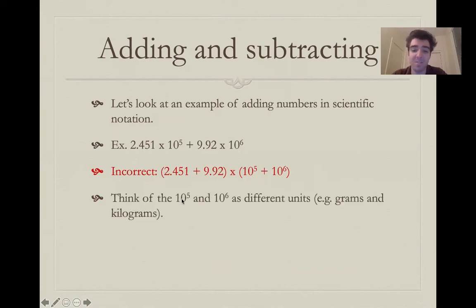Think of the 10 to the fifth and 10 to the sixth as like different units, like grams and kilograms. Imagine this is 2.451 grams and, sorry, it's 9.92 kilograms. We wouldn't be able to just add these two numbers up, right? We need to first convert the units on these, so to speak. We need to make sure that these have the same power of 10 before we can combine them, just like we would want to make sure that we were adding grams to grams or kilograms to kilograms on one of these unit problems.